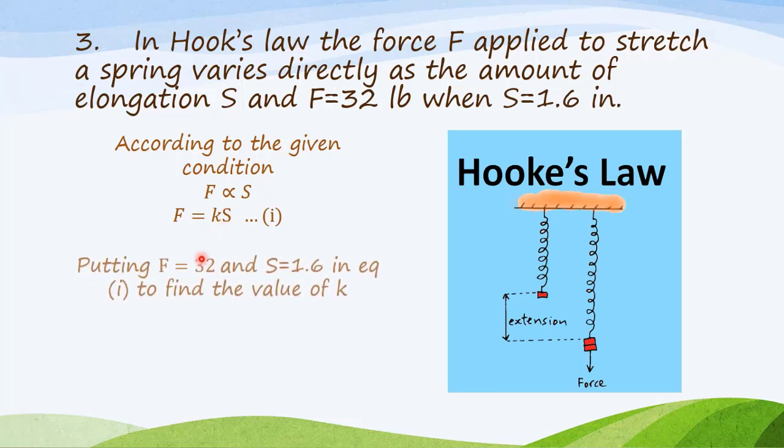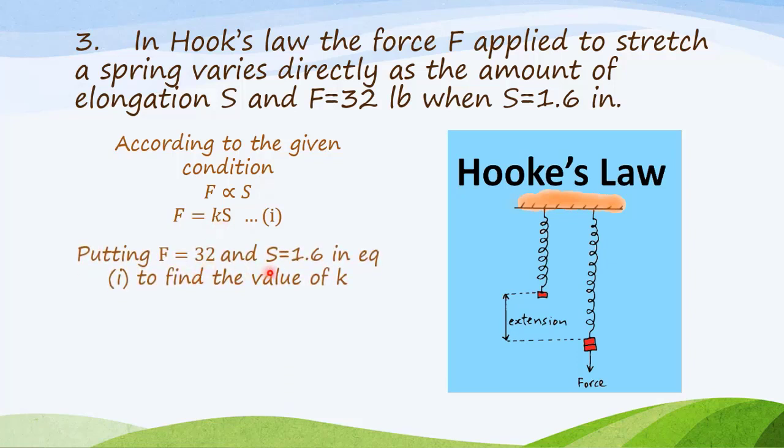Putting the value of F equal to 32 and S equal to 1.6 in equation 1, to find the value of K, we get 32 is equal to K times 1.6. On solving, we get the value of K, that is 20. Putting this value of K in equation 1, we get a relation F is equal to 20 times S.